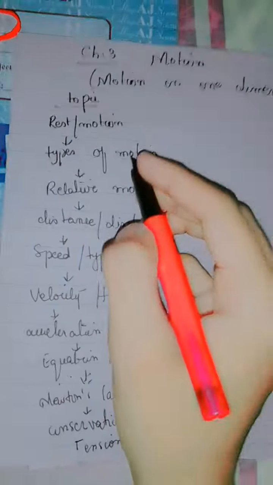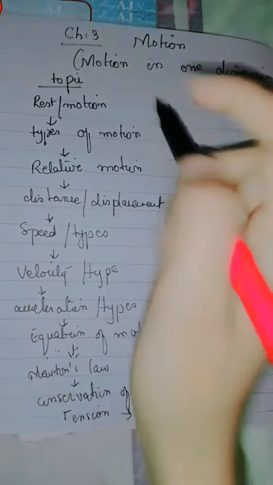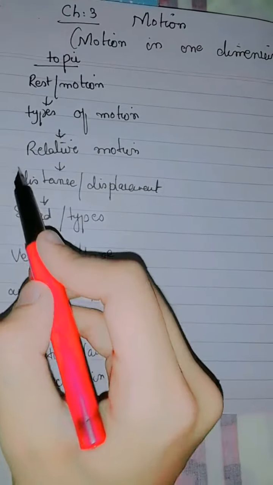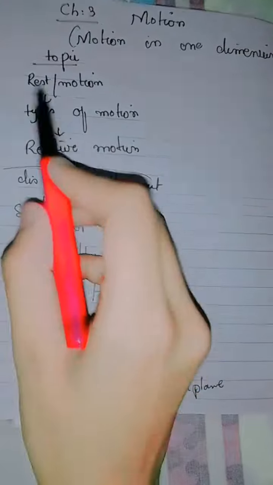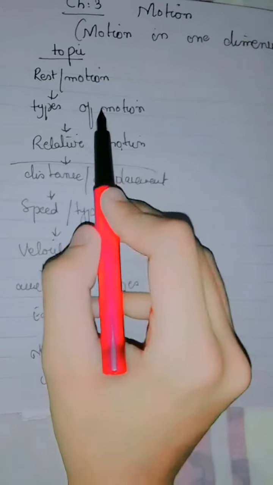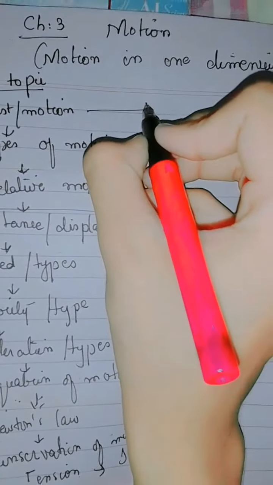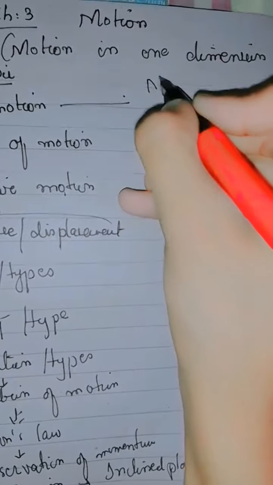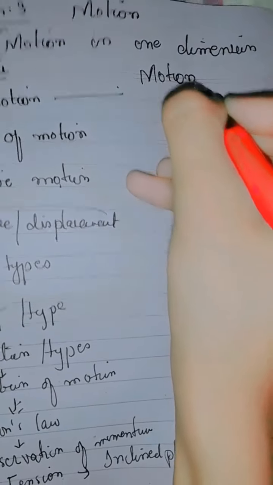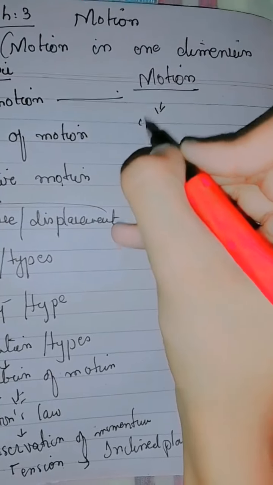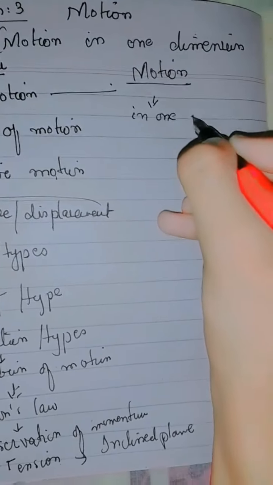These all are the topics that we are going to study in chapter number 3. Basically the chapter starts from here, and it's all the basics: rest, motion, types of motion, relative motion. Let us discuss the first one. First of all, let us discuss motion. What is motion? Motion is always in one dimension.